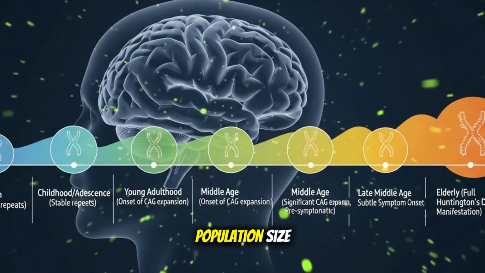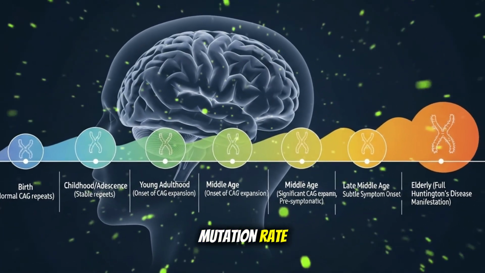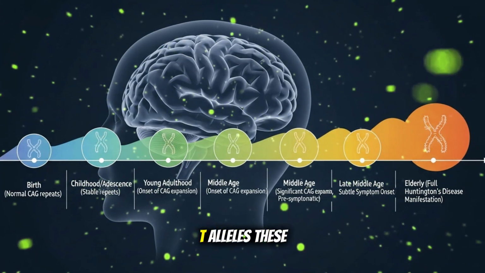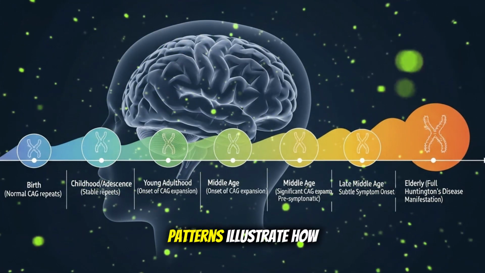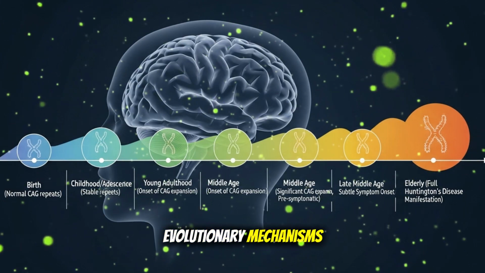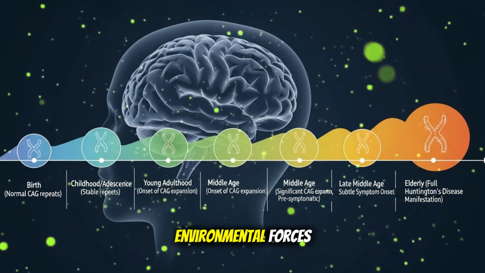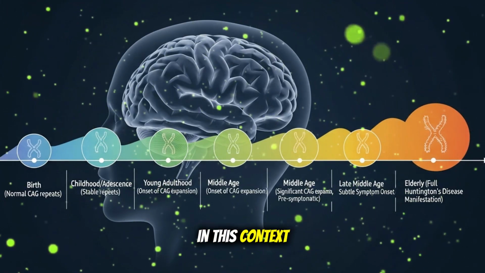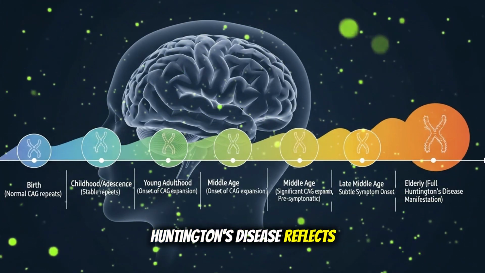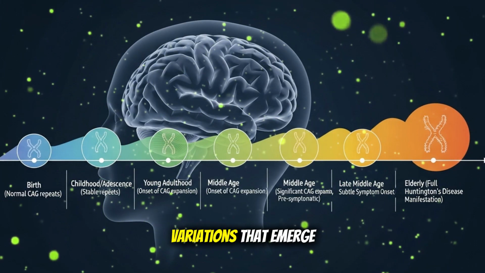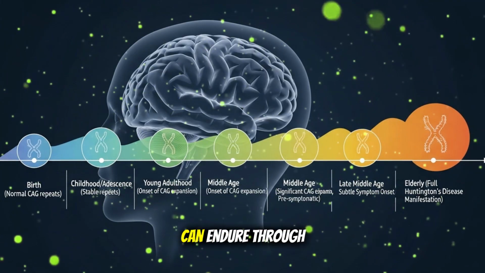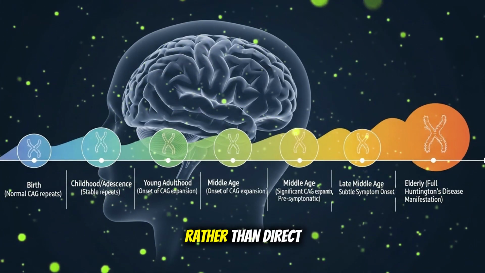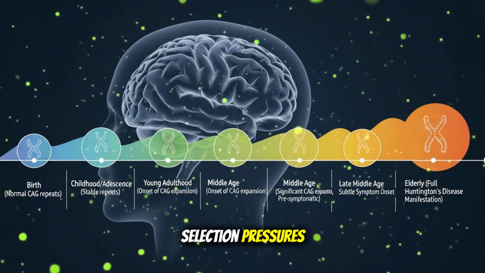Factors such as population size, mutation rate, and historical gene flow shape the long-term distribution of HTT alleles. These patterns illustrate how evolutionary mechanisms, rather than recent environmental forces, govern the persistence of the mutation. In this context, Huntington's disease reflects a broader principle. Variations that emerge late in life can endure through lineages, shaped by inheritance dynamics rather than direct selection pressures.